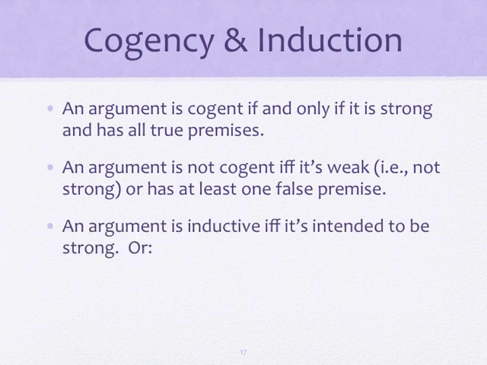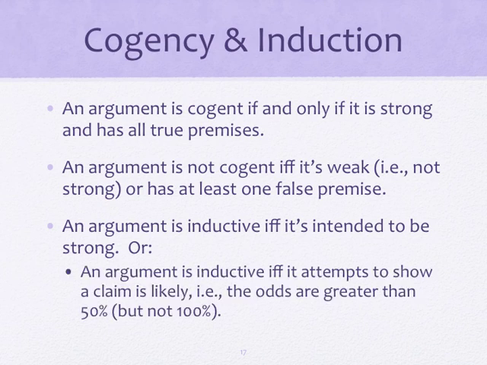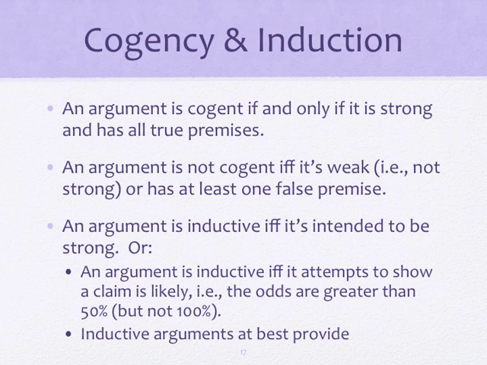And it's inductive if and only if it's intended to be strong, or it's going for probability. Right? It's trying to show that the odds of the conclusion are established to a degree, in other words, a probability of something greater than 50%, but less than 100, because 100 would mean that it's valid. Inductive arguments at best provide, and it should say, probabilistic support, not absolute.